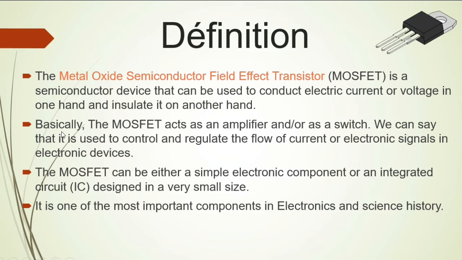Okay? Basically, the MOSFET acts as an amplifier or as a switch. It is used to control and regulate the flow of current or electronic signals in electronic devices. The MOSFET can be either a simple electronic component or an integrated circuit (IC) designed in a very small size. It is one of the most important components in electronics and science history.